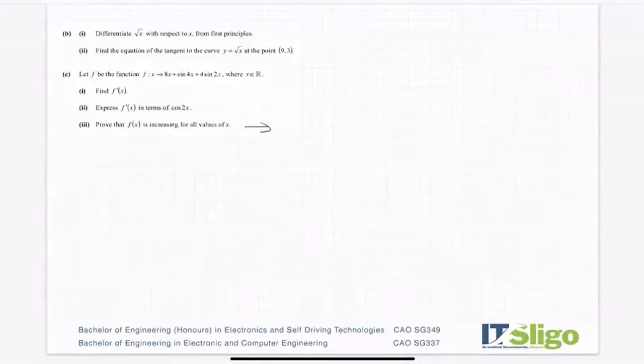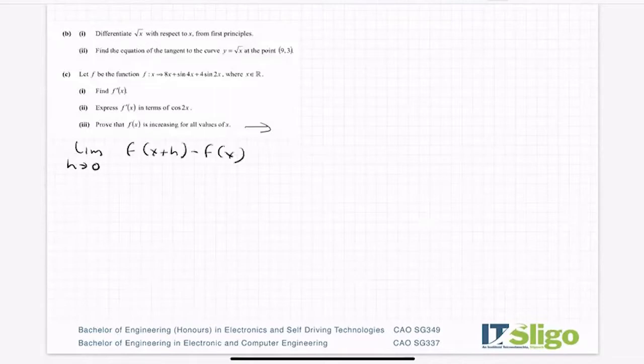Okay, so remember your first principles formula. The limit as h tends to 0 of f of x plus h minus f of x all over h, okay? And if that doesn't make sense to some people, there are videos explaining where this came from on YouTube. Okay, so to differentiate root x. So the first step is f of x. That's what you're given in the question.